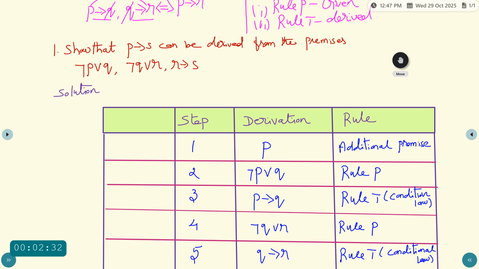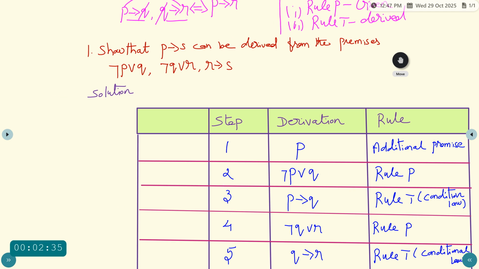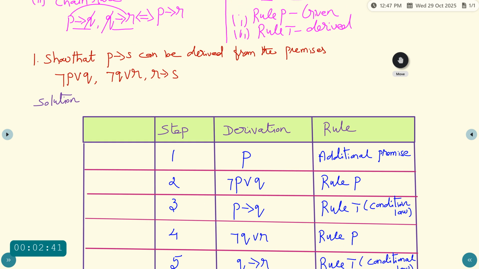Show that P implies S can be derived from the premises negation P or Q, negation Q or R, and R implies S. So what is the derivation here? P implies S: P is the start with the premises, and the end of the premises is the conclusion S. So we will take the first one.